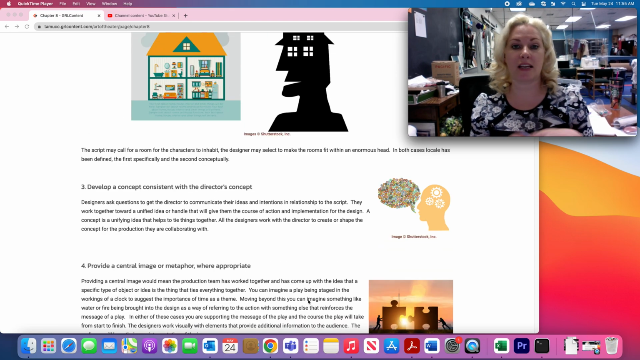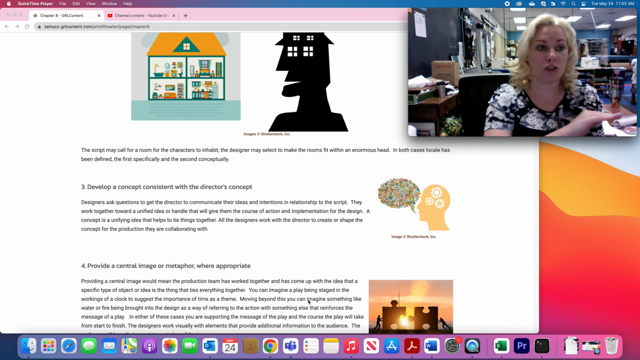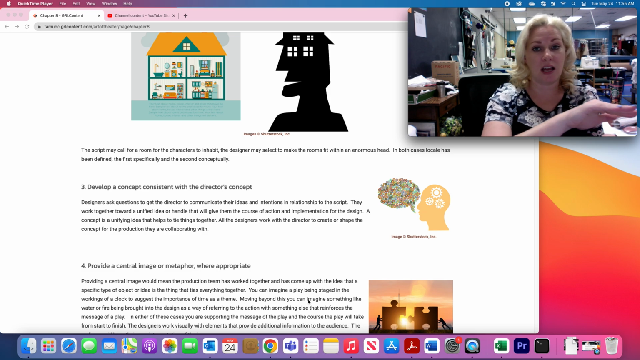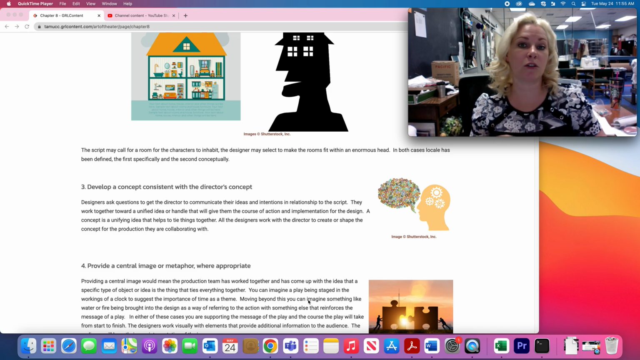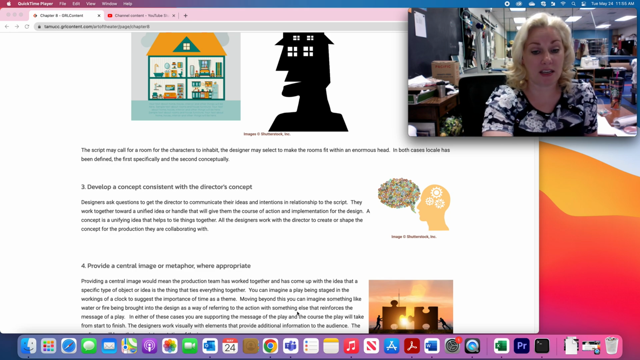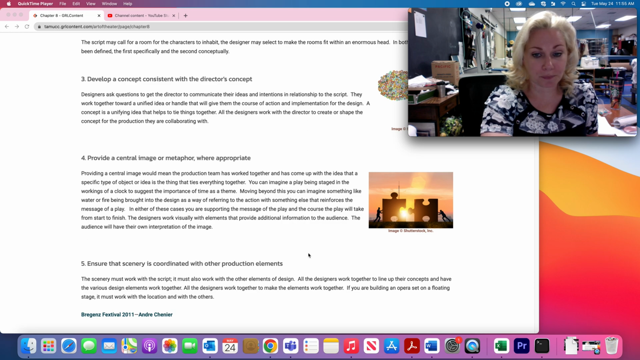So the director has a concept of what they want, and they have to work in tandem with the scenic designer. One is not more important than the other. They work together and want to make sure that it's cohesive, because the director's looking at making sure that the scenic design, the costume designs, the lighting designs, the choreography, all of it has to work together and not be fighting each other. Images and metaphors where appropriate.